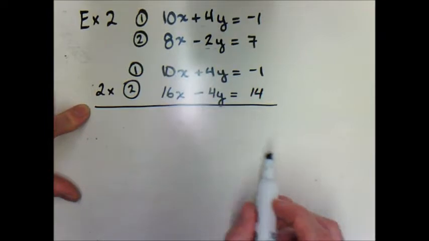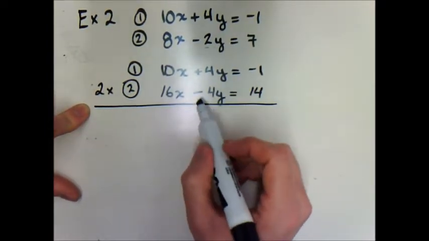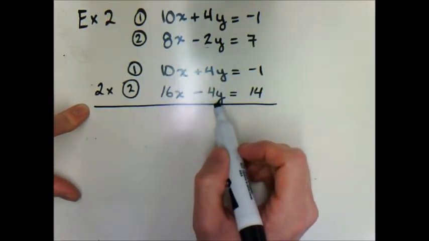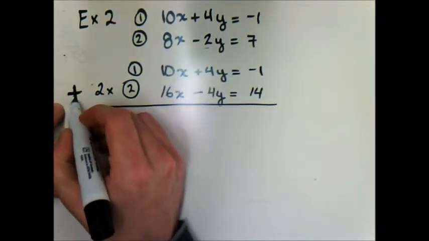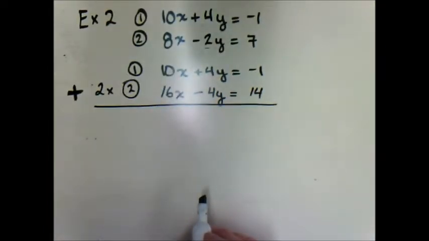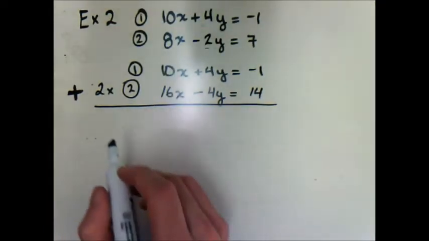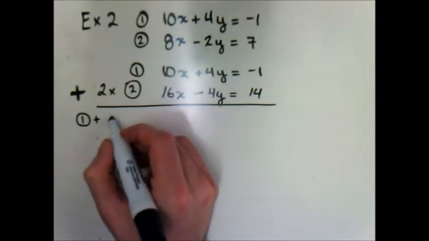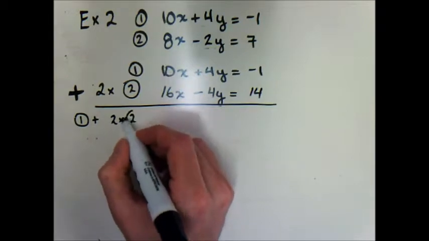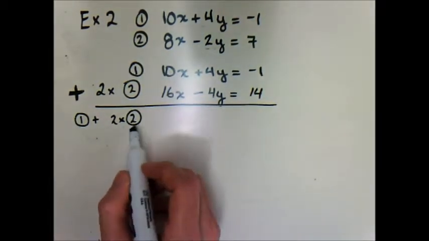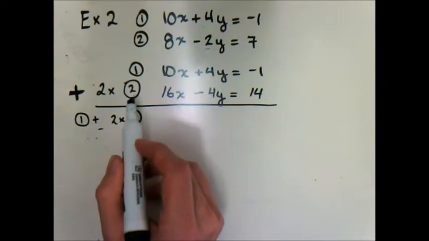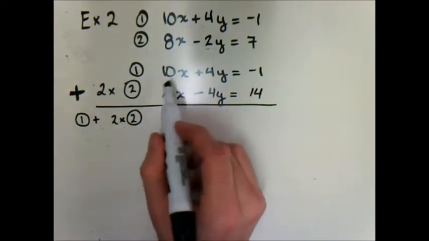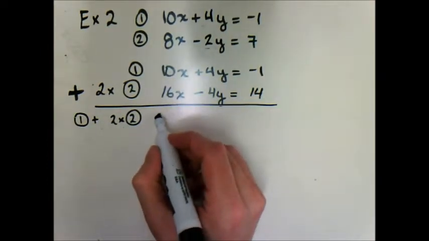Now, I have an easy way to eliminate my y variables. I have plus 4y and minus 4y. So I'm going to add these 2 equations, and it's going to result in the equation 1 plus 2 times equation 2. So we're just keeping track on this side of what's actually happening. We have 2 times equation 2, and we're adding it to equation 1. Here we go. 10x plus 16x.